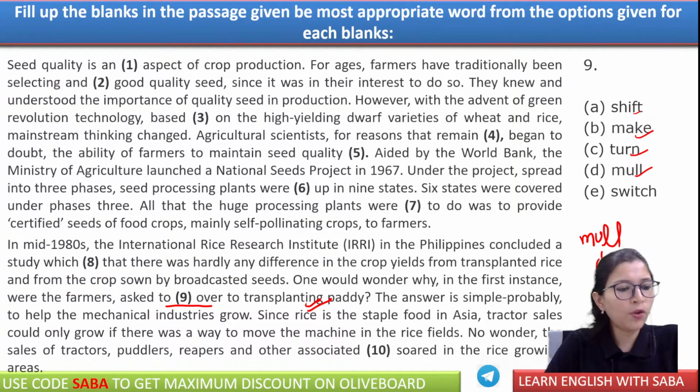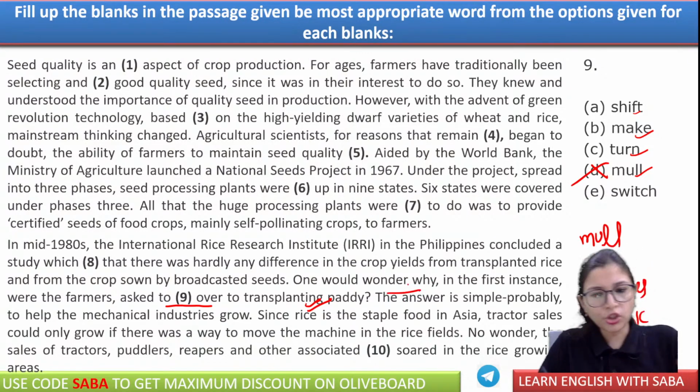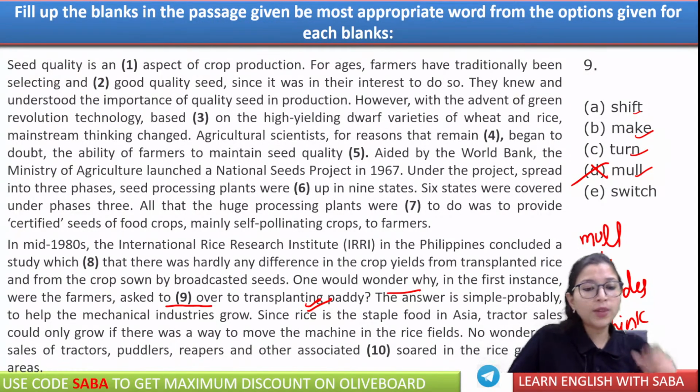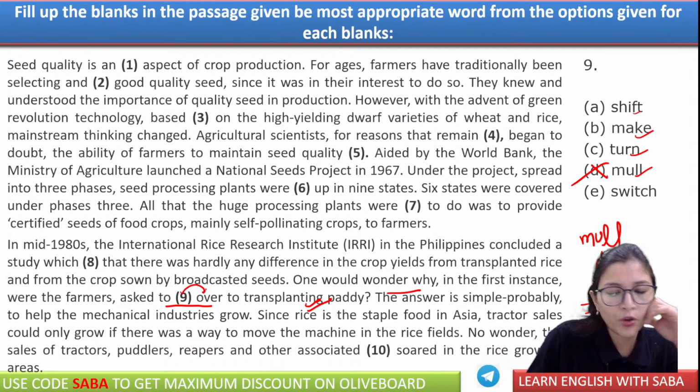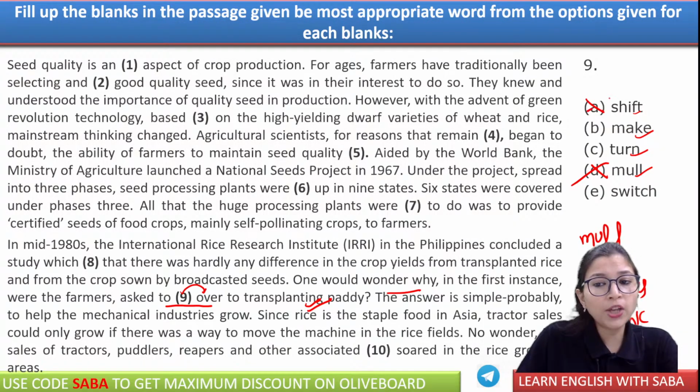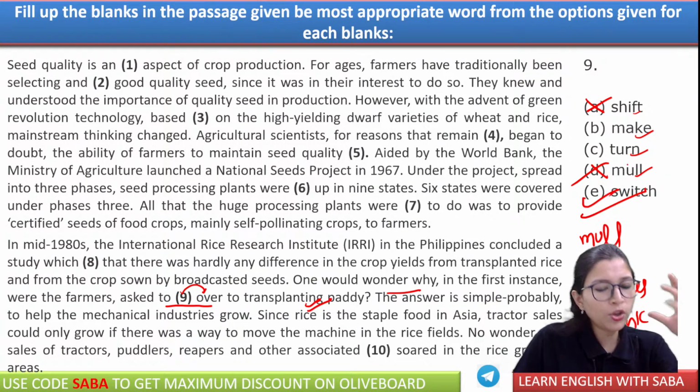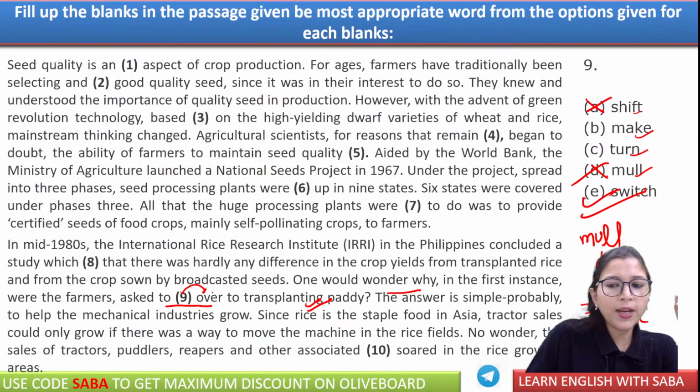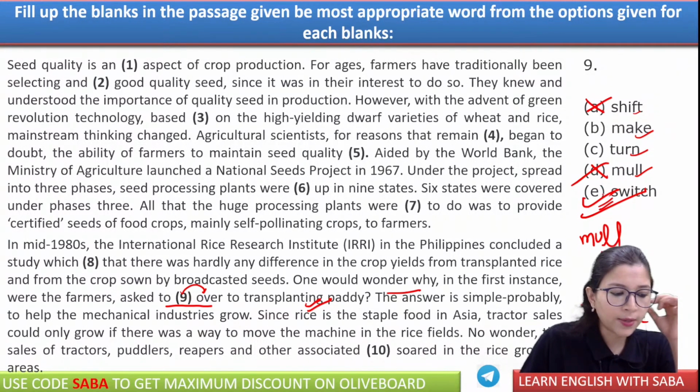First of all, tell me the meaning of this word M-U-L-L. Yes, ponder. It basically means ponder, think, that is the meaning. Yes, ponder, think, very good. Okay. So we are not talking about thinking over, so this is eliminated. One would wonder why in the first instance were the farmers asked to dash over to? Shift to would be used, but shift over to we can't use. So simply it will be switch over to, change over to transplanting. Yes. So switch over to, E, is the correct answer.